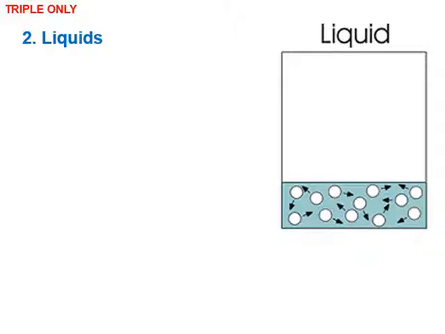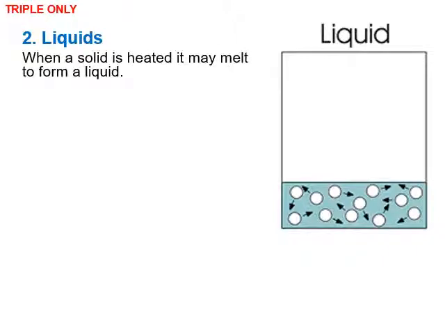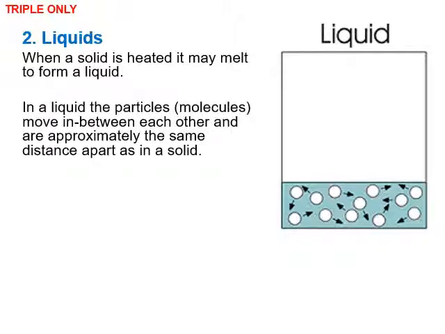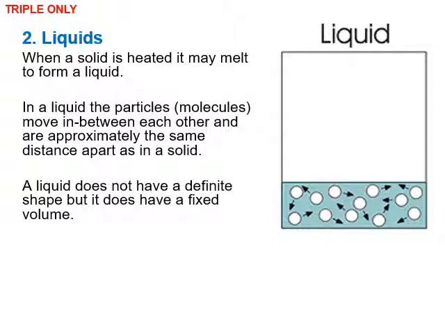Then we have the liquids. When a solid is heated, it may melt to form a liquid. So when ice melts, it forms liquid water. In the liquid, the particles move in between each other. They're beginning to move more freely, and they're approximately the same distance apart as they would be in a solid, but they have slightly more freedom of movement. A liquid doesn't have a definite shape, but it does have a fixed volume. So basically if you put a liquid into a container, it will take the shape of the container.